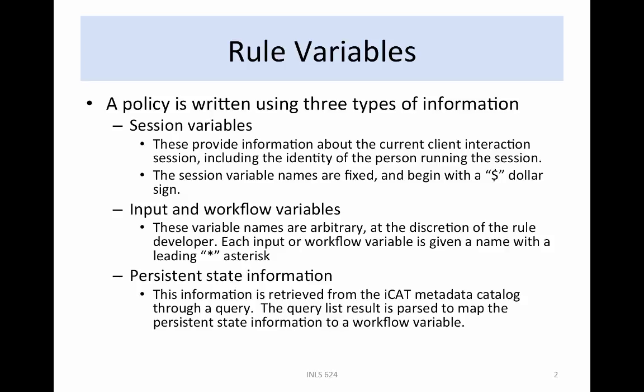Input variables are used to initialize workflow variables. The workflow variables may be manipulated by arithmetic functions or string manipulation functions, or may be used by microservices. Each input or workflow variable is assigned a name that starts with an asterisk. Persistent state information has to be retrieved from the metadata catalog through a query. The retrieved state information is used to set workflow variables that can then be manipulated. Since the query results come back in a data structure, an operation is required to copy the persistent state information from the structure into a workflow variable. This can be done with a dot operator.